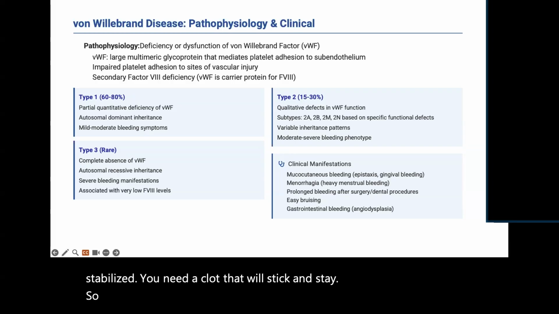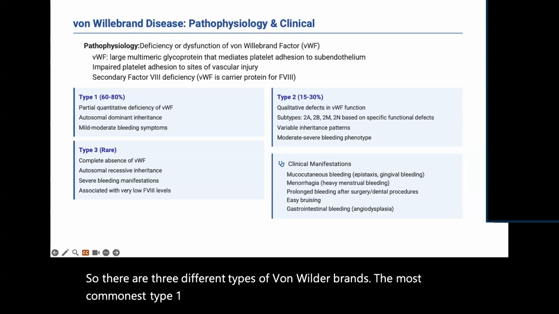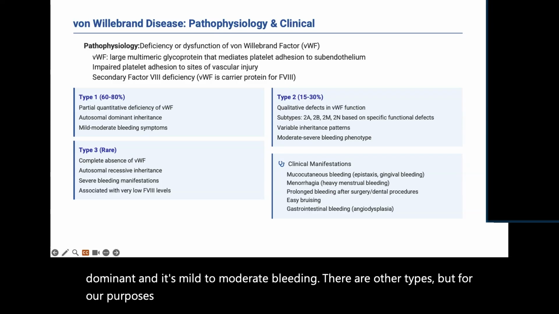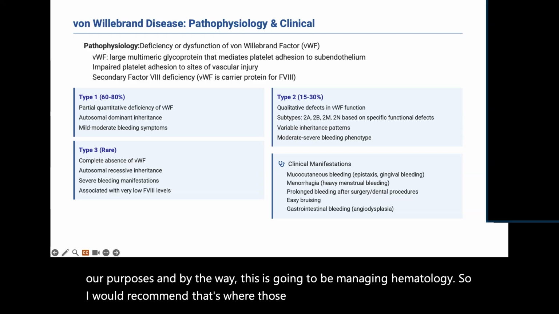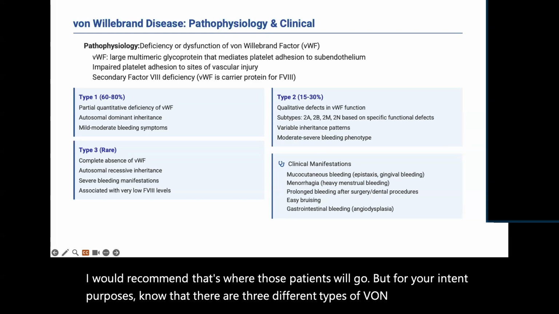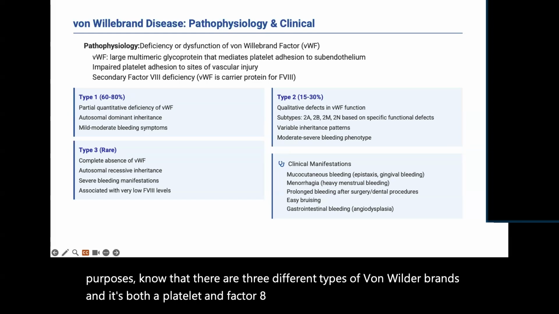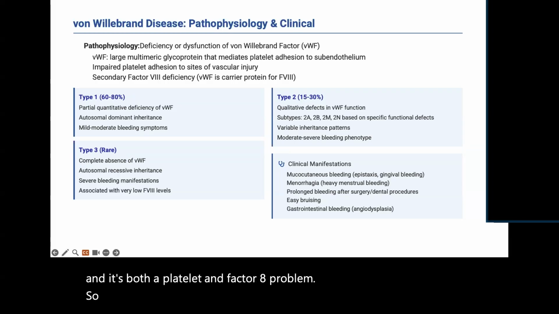So there are three different types of von Willebrand's. The most common is type 1. That's a partial quantitative deficiency. It's autosomal dominant, and it's mild to moderate bleeding. There are other types, but for our purposes, and by the way, this is going to be managed in hematology, so I would recommend that's where those patients will go. But for your intents and purposes, know that there are three different types of von Willebrand's, and it's both a platelet and factor VIII problem.